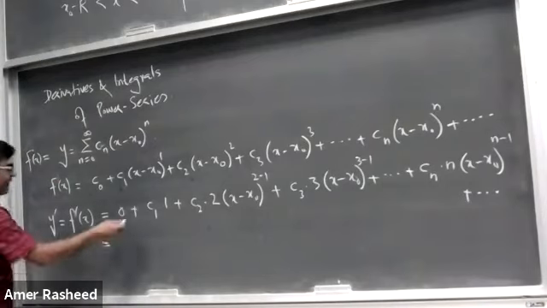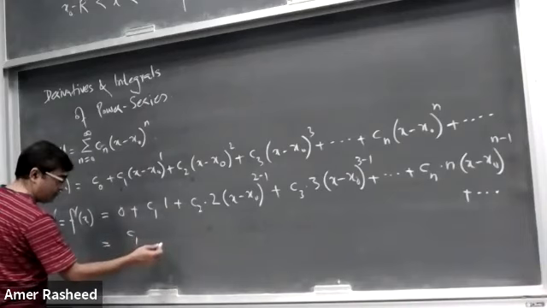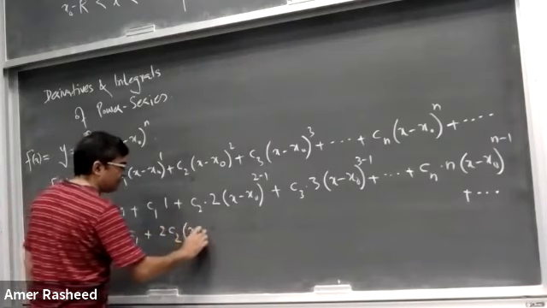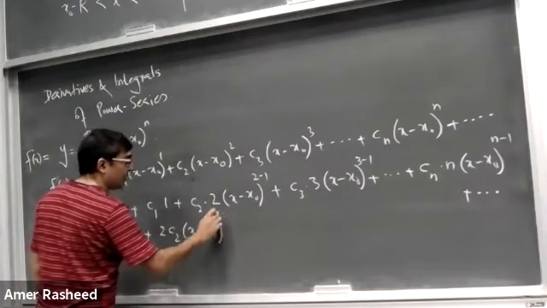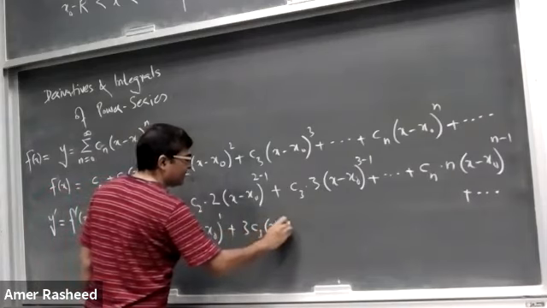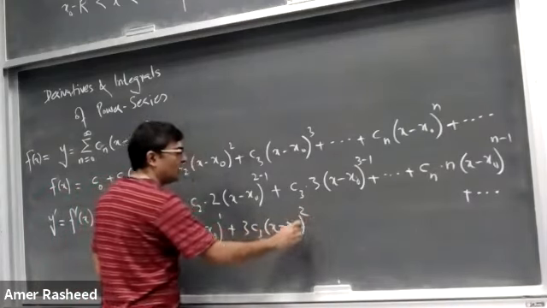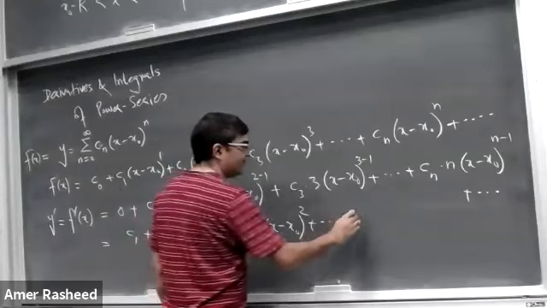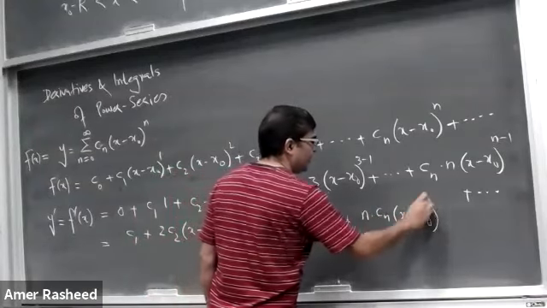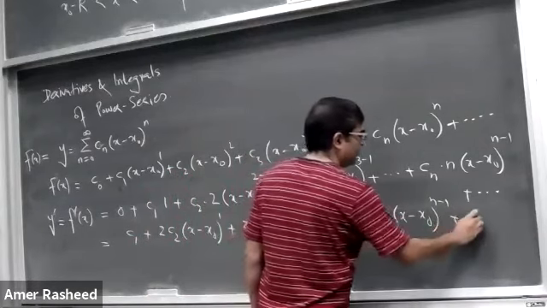Now, if we simplify it, what do we get here? C1 plus 2C2 (x minus x naught) whole raised power 1 plus 3C3 (x minus x naught) whole raised power 2 plus so on plus n times Cn (x minus x naught) whole raised power n minus 1 plus so on.